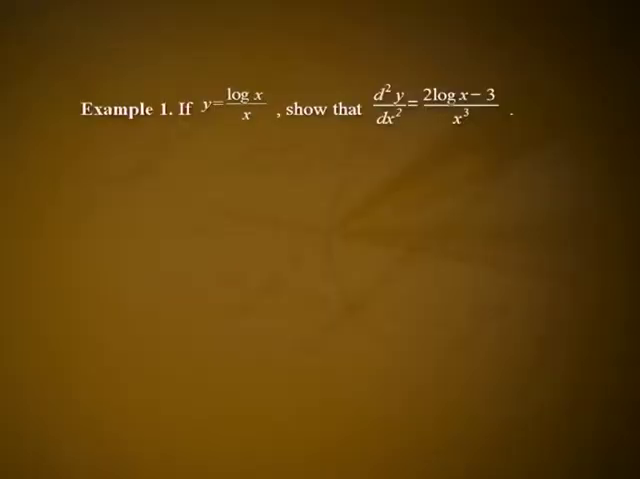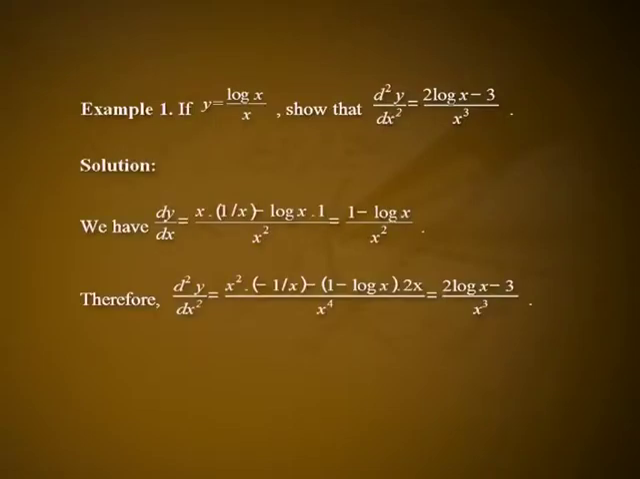Example 1. If y is equal to log x divided by x, show that d square y by dx square is equal to 2 log x minus 3 divided by x cube. Solution. We have dy by dx is equal to x into 1 by x minus log x into 1 all divided by x square, which is equal to 1 minus log x all divided by x square. Therefore, d square y by dx square is equal to x square into minus 1 by x minus 1 minus log x into 2x all divided by x raised to 4, which is equal to 2 log x minus 3 all divided by x cube.